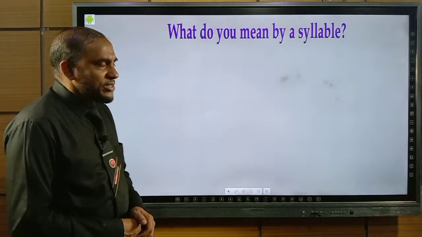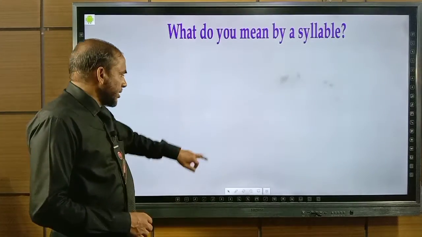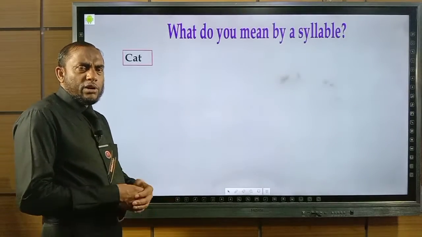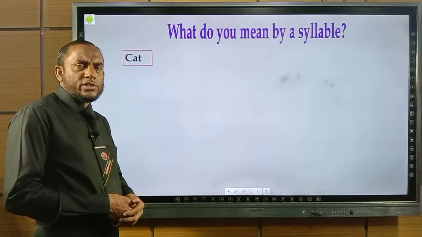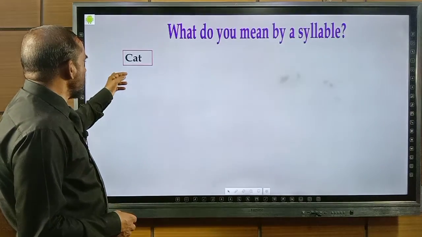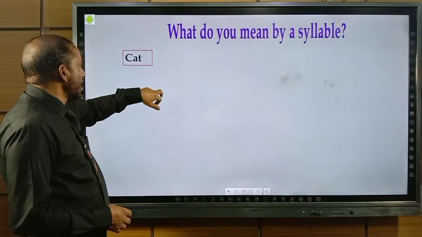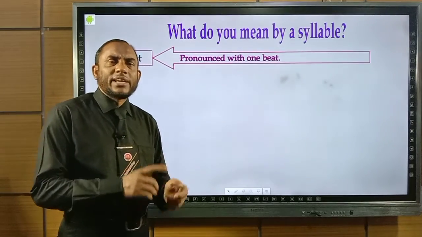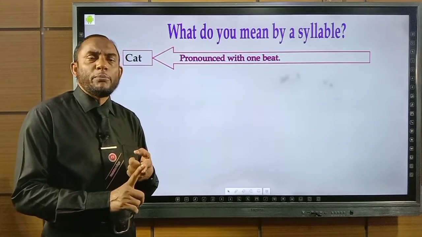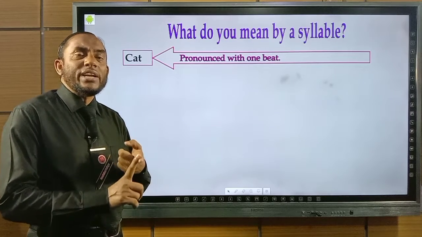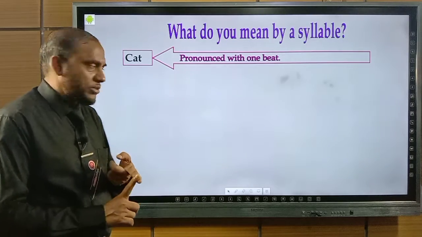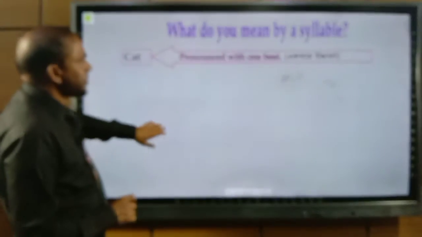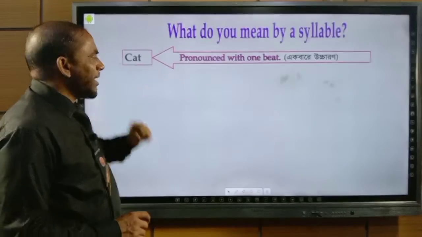What do we mean by syllable? Dear students, this is also a very easy question to you, and I hope all of you are able to answer it. However, look at the board. C-A-T, cat. I mean, cat is pronounced with one beat. It has only one unit to pronounce. C-A-T, cat. And now follow, dear students. In Bengali, ekbare uchcharon.